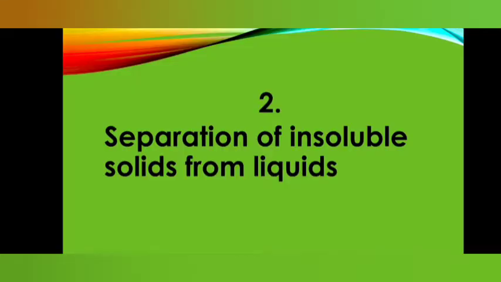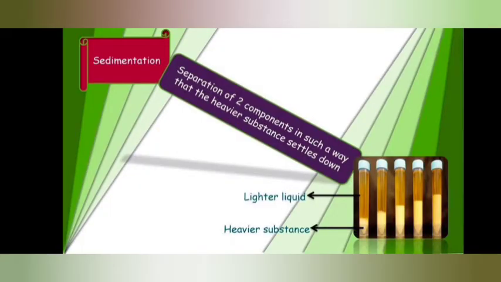And the second category is separation of insoluble solids from liquids. The first method of separation of insoluble solids from liquids is sedimentation. Sedimentation separates two components in such a way that the heavier component settles down. For example, if you can see in the picture, the test tube shows that on the upside there is a lighter liquid and in the downward position there is a heavier substance which has settled down.